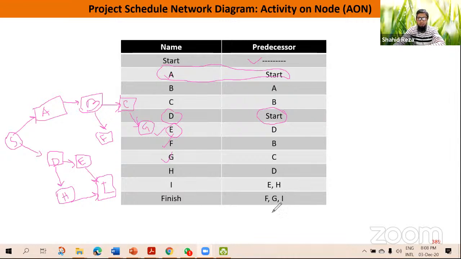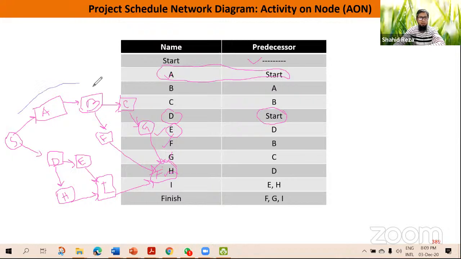All right, so see the last one. Finish, with predecessors F, G, and I. That means there will be a point, finish, and there are three predecessors. One is F, so draw a line from F, then G, draw another line from G, and I, draw another line from I. So if you see, every activity is having a predecessor and a successor, and how many paths are here? Can anyone tell me how many paths are here?